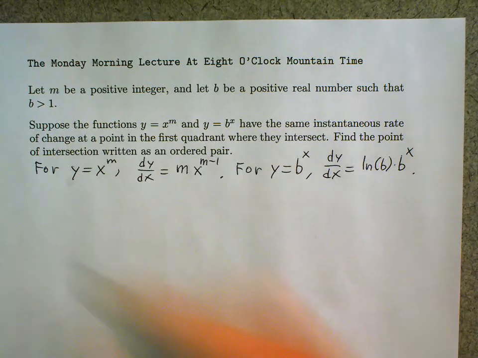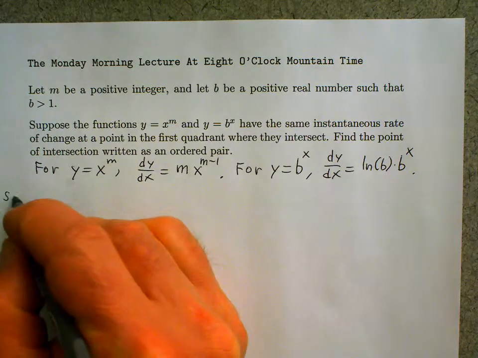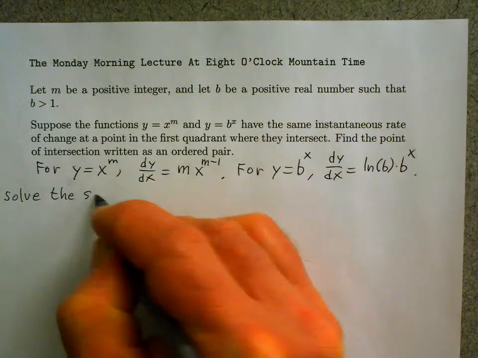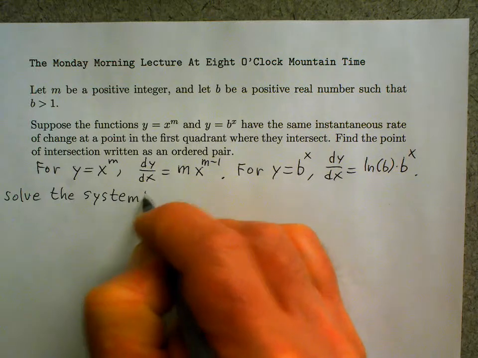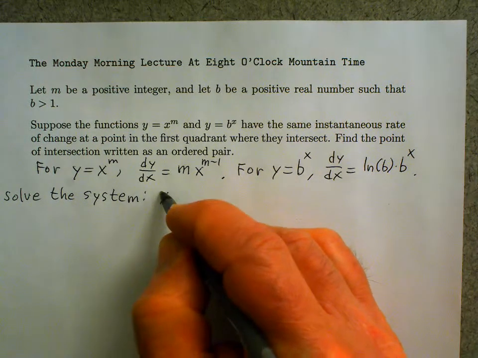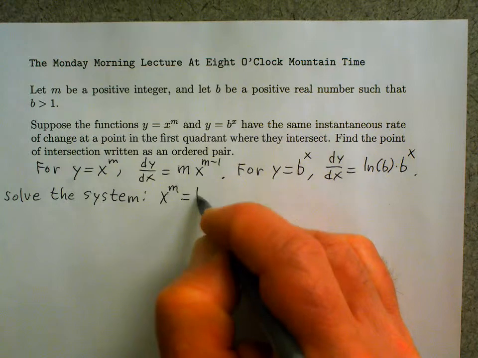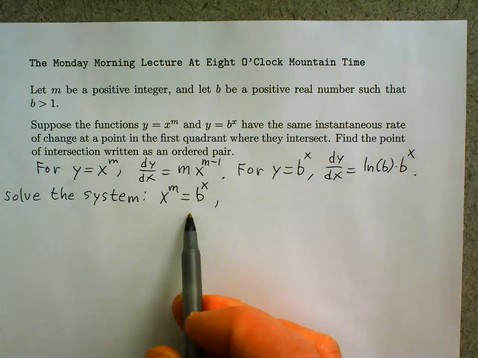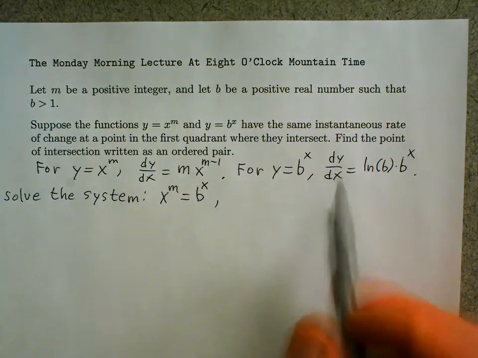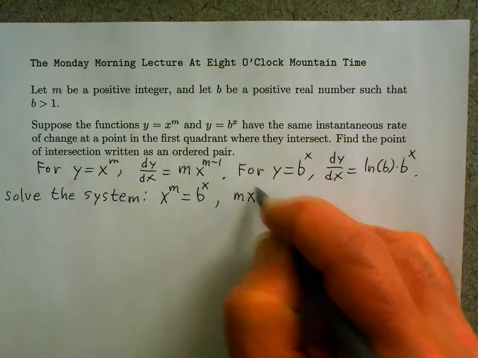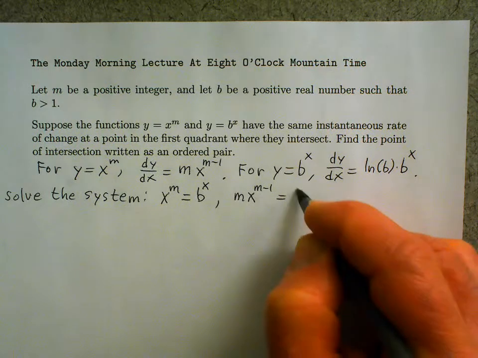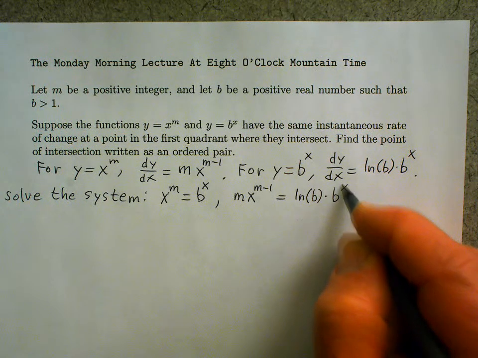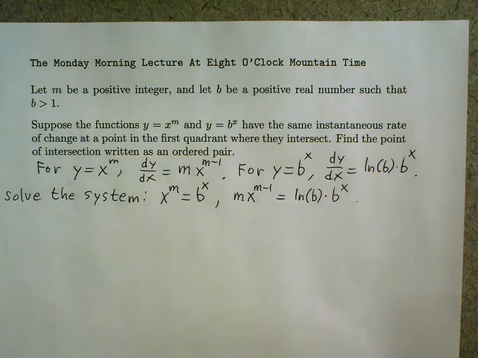So in effect, we want to solve a system of equations. Solve the system: x to the m equals b to the x. That's one equation in the system. And the other equation is where the derivatives are equal. m times x to the m minus 1 equals the other derivative, which is the natural log of b times b to the x. We want to solve this system for x.